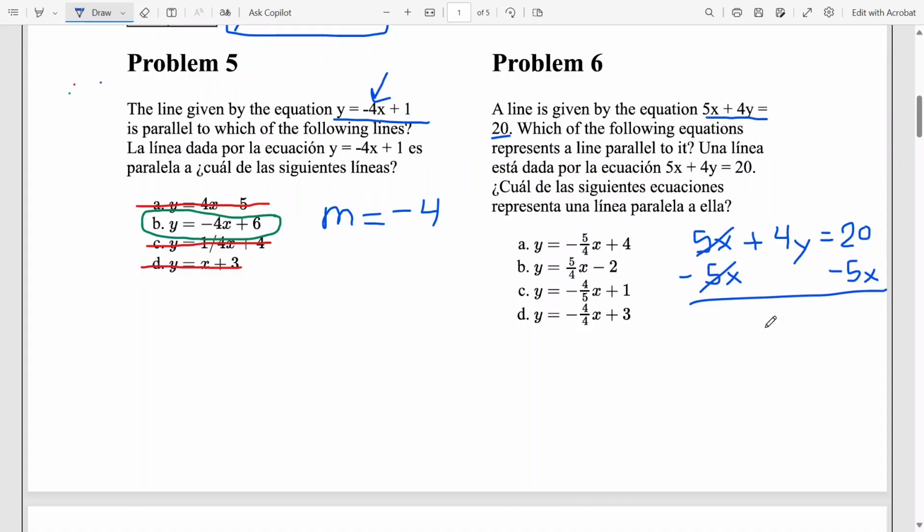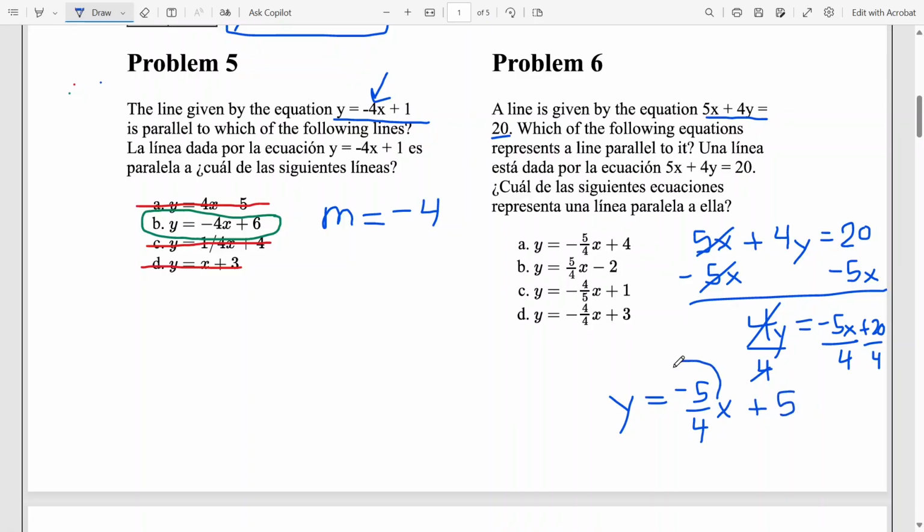I'm going to subtract 5x from both sides. 5x minus 5x is 0. We get 4y equals -5x plus 20. Running out of room there. I'm going to divide everything by 4. And let me move this over so I get y equals -5/4 x plus 5.